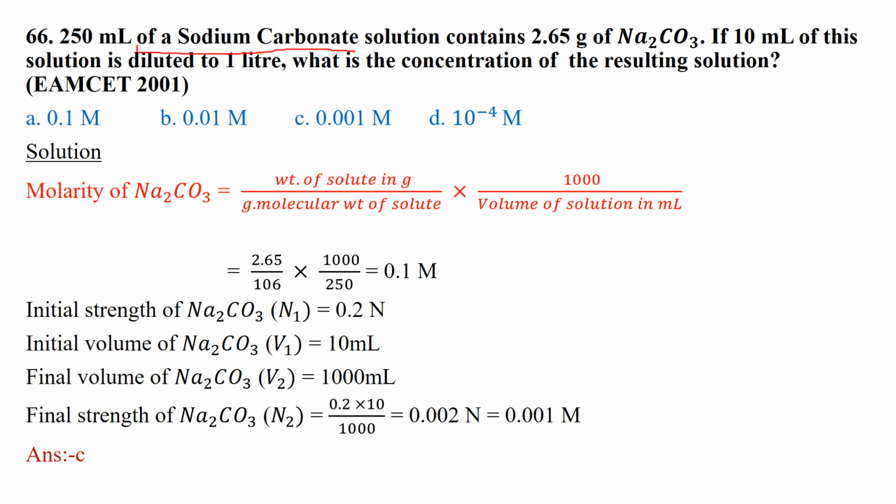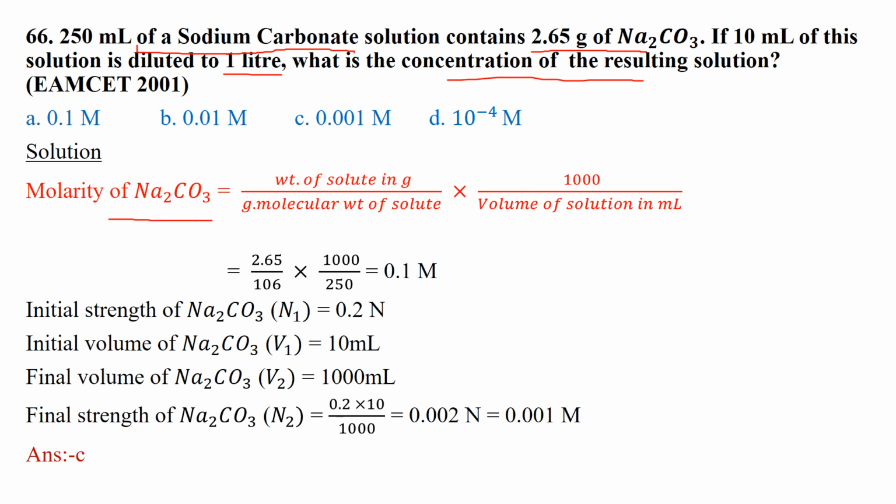250 ml of a sodium carbonate solution contains 2.65 gram of sodium carbonate. If 10 ml of this solution is diluted to 1 liter, what is the concentration of the resultant solution? So we have to find out the concentration of the resulting solution.